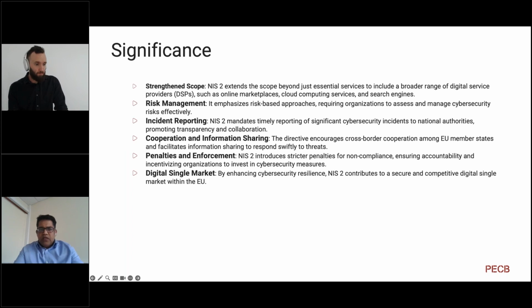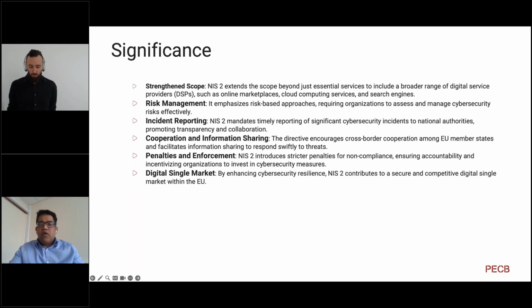Yeah. So again, what does the European Union achieve by introducing NIS2? It is basically the strengthening of the scope. Initially, they identified some gaps, and they just want to make sure that they strengthen the scope. So hence, NIS2 extends the scope beyond essential services to also a broader range of digital service providers, such as online marketplaces, cloud services, and also search engines.